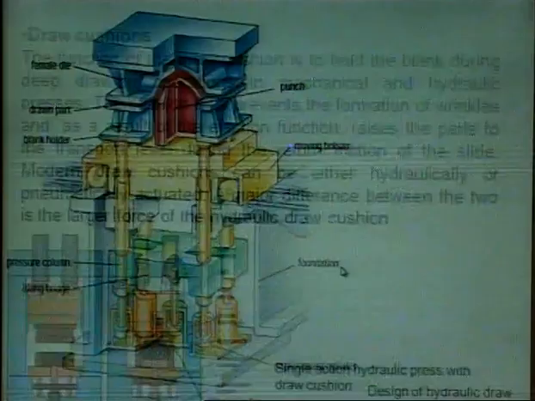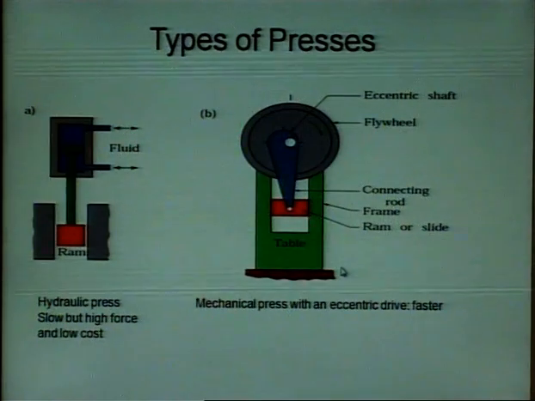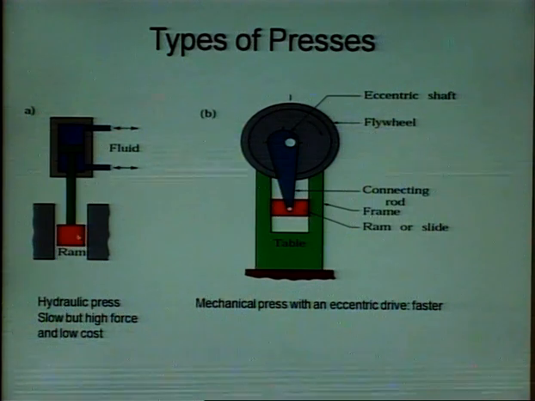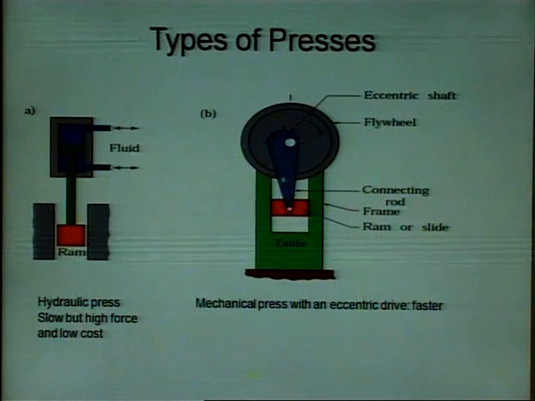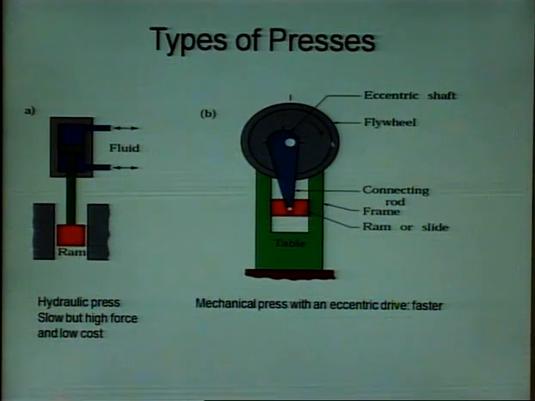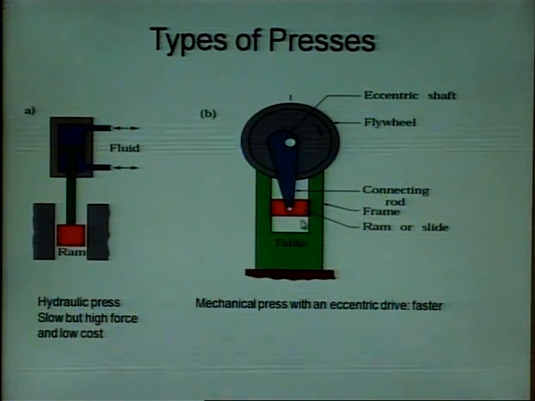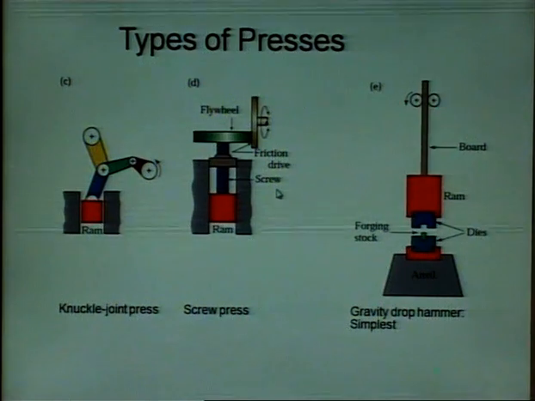So, these are some of the presses. This is a hydraulic press, where you move the plunger or ram with the help of hydraulic fluid. This is a mechanical press, where you have an eccentric shaft. So, it is like a crankshaft, and you move the upper half of the die or punch, what we call it as, in up and down directions. So, just see, this is another type, a knuckle joint type press.